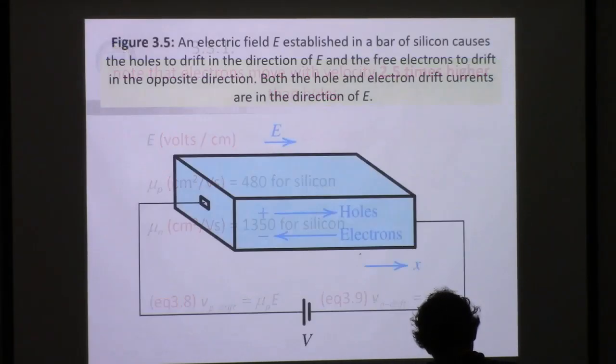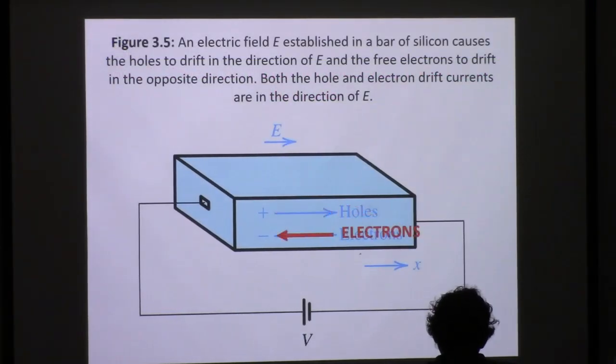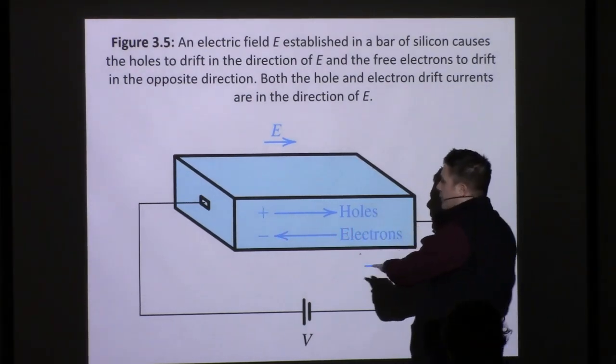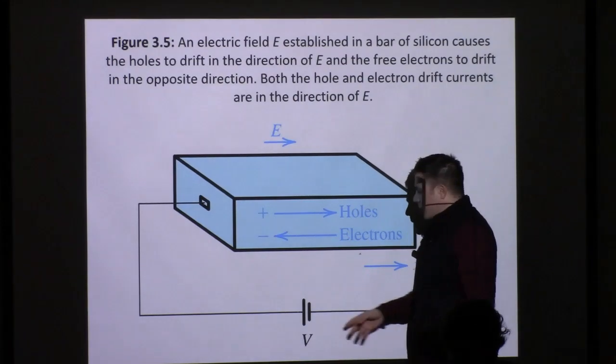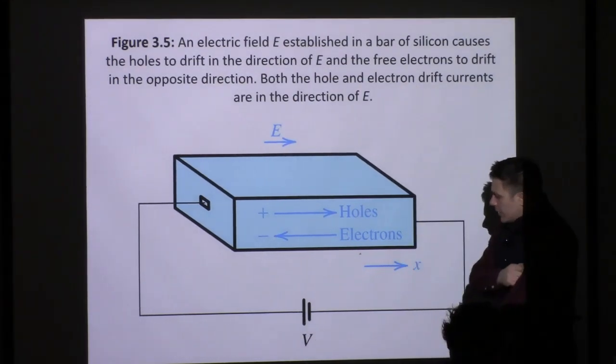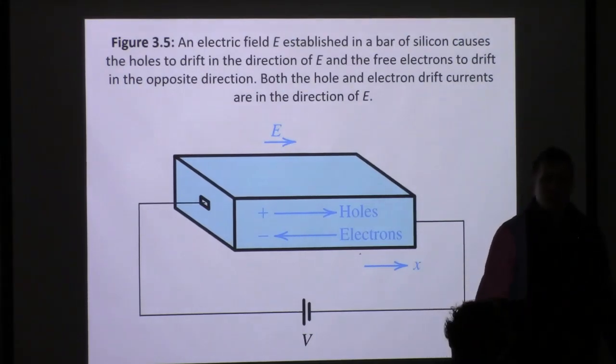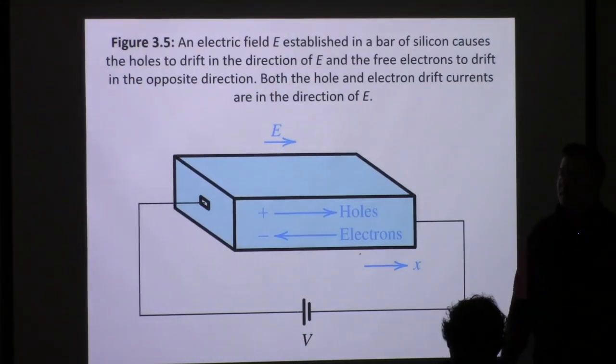This figure from the book simply shows the relationship between the flow of holes and the flow of electrons, if an electric field with the polarity shown here, plus minus, is applied to this generic blue block of semiconductor material.